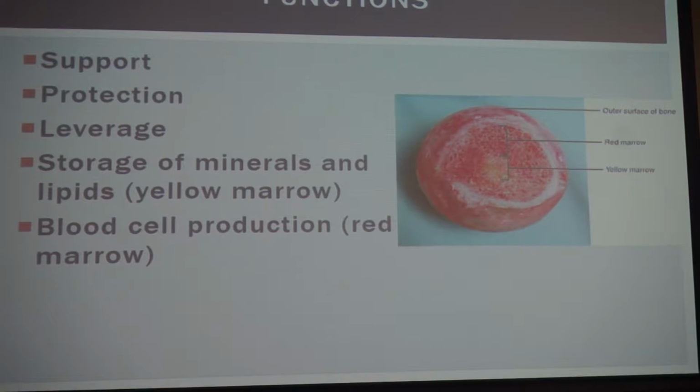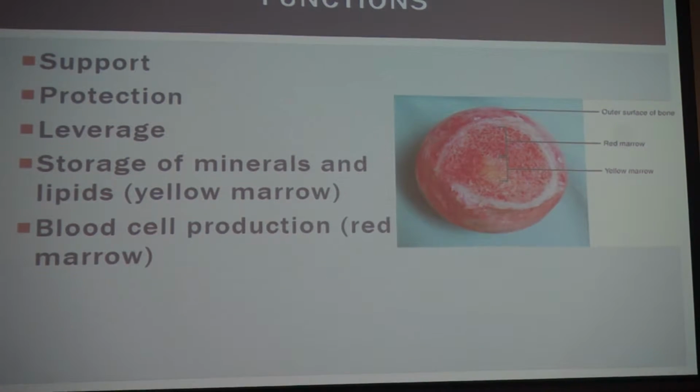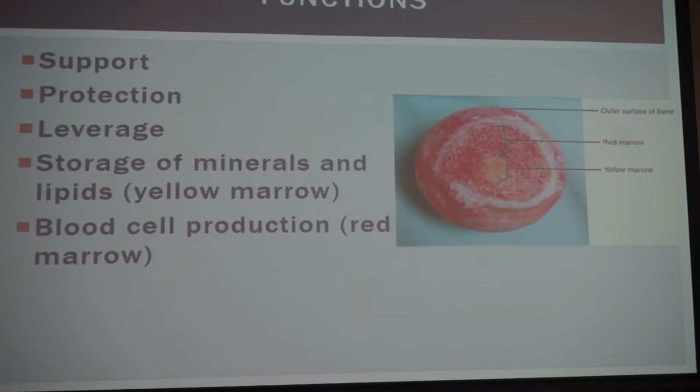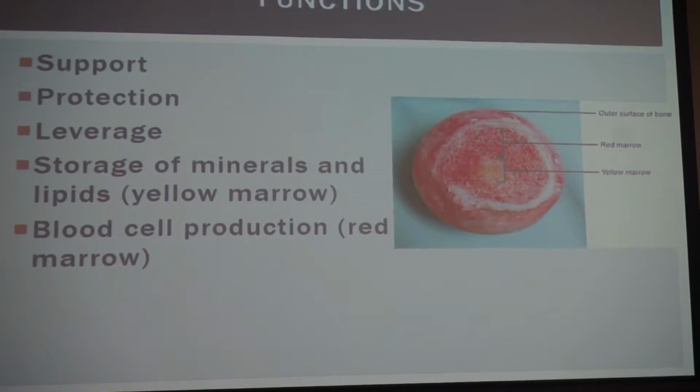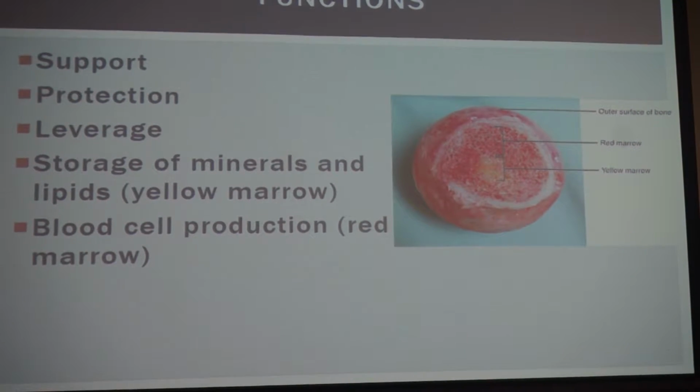Protection. What type of things do they protect? Soft tissue, like organs. The skull protects the brain. Your vertebrae protect the spinal cord. So they're very definitely for protection. Now everything is protected by bone though.